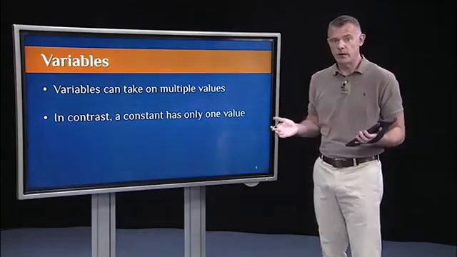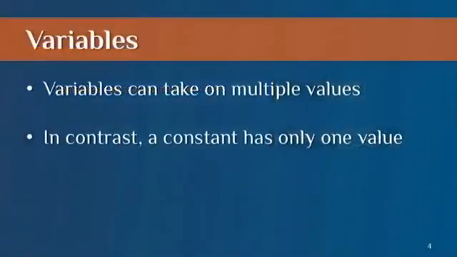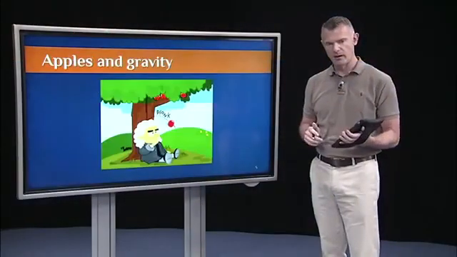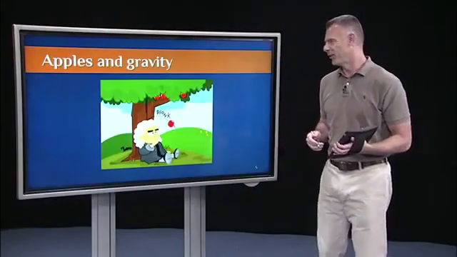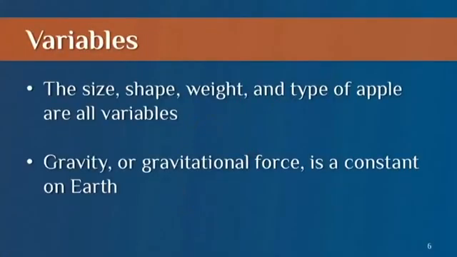So first, what is a variable? Well, a variable is anything that can take on multiple values, in contrast to a constant that only takes on one value. So comparing variables and constants, you might say, is like comparing apples and gravity. So here's apples and gravity. Apples, the size, the shape, the weight, even the type of apple, those are all variables. There are lots of different types of apples. They take different sizes, different shapes, different weights, and so on. Those are all variable. In contrast, gravity or gravitational force is a constant on Earth.